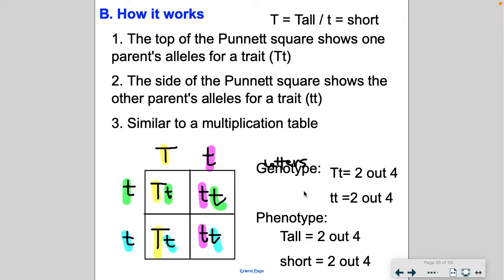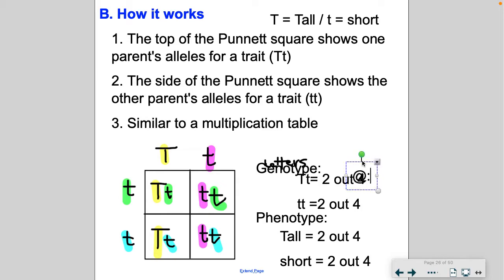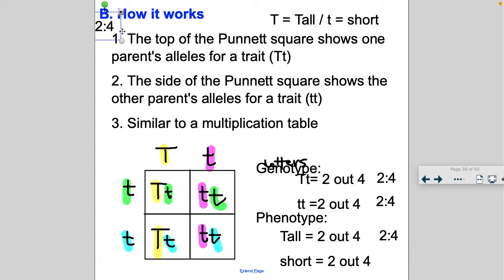So to go back here, if I wanted to put my answer in ratio, I'd say 2 colon 4. Let me slide this over so you can see it. Okay, 2 to 4. And this one's also 2 to 4. And actually all of these are 2 to 4. Okay, so that's how you do ratios. Replace it with a little colon.